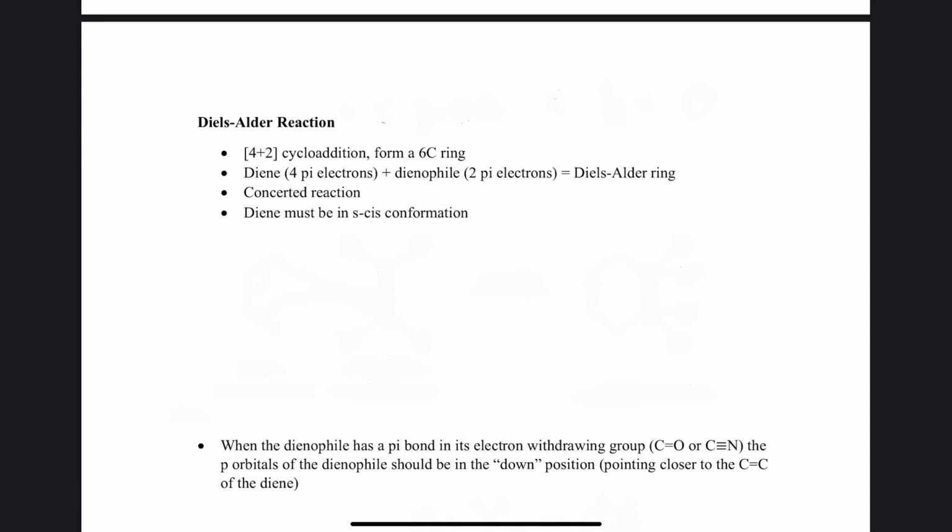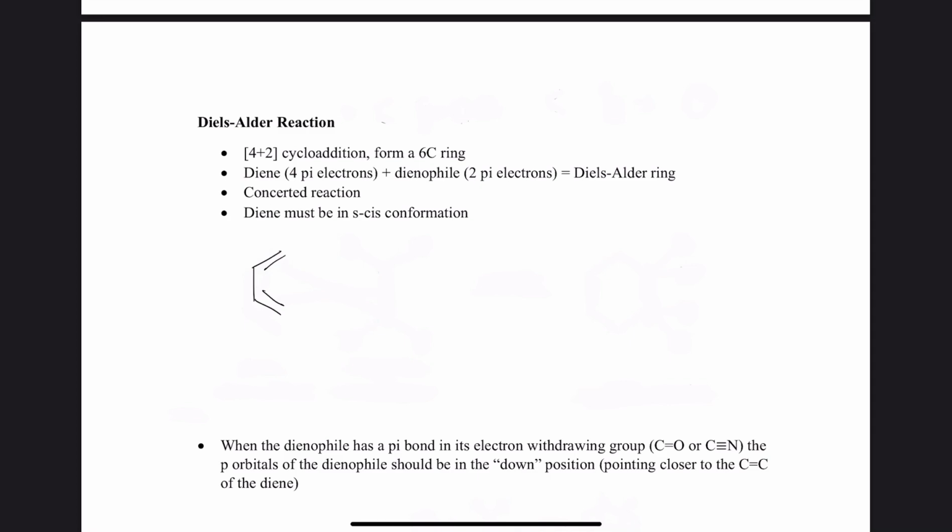Now we're going to talk about the Diels-Alder reaction. The Diels-Alder reaction can also be called a 4+2 cycloaddition, and the main point of this reaction is we're going to form a 6-membered ring. In order to form this 6-membered ring, we're going to need a diene and our dienophile. So our diene is going to have 2 double bonds, and our diene is going to be in the S-cis conformation.